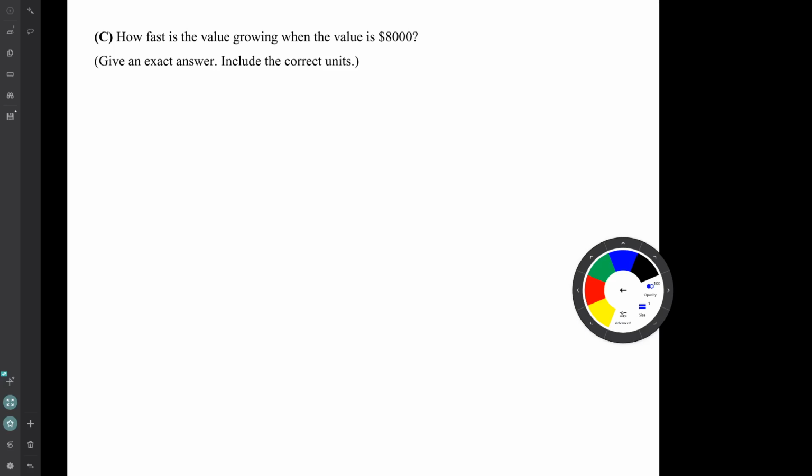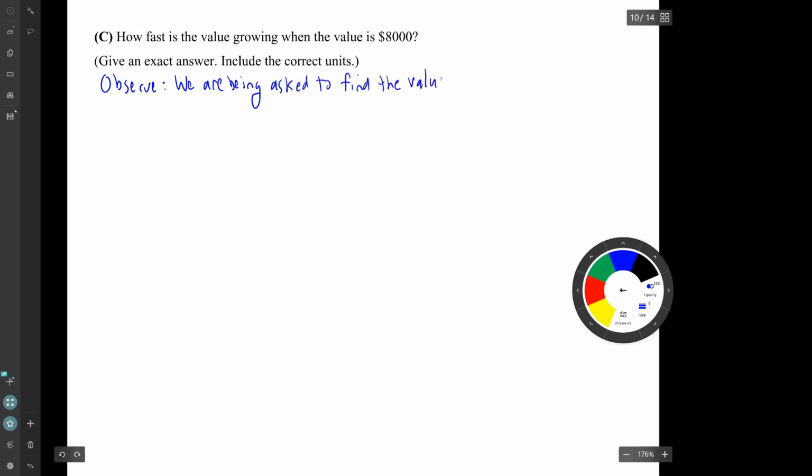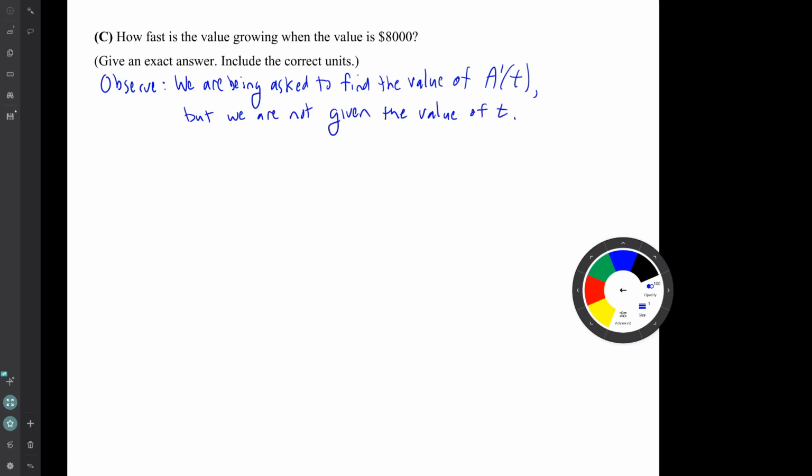Question C says, how fast is the value growing when the value is $8,000? Well, we're being asked to find the value of A prime, but it's kind of strange because we're not given the value of the time. So what do we do? Well, you might think that we need to find the value of time and use that to find A prime parentheses t. So let me outline that. Turns out that's not what we should do, but I'm going to outline what we might think we would have to do.